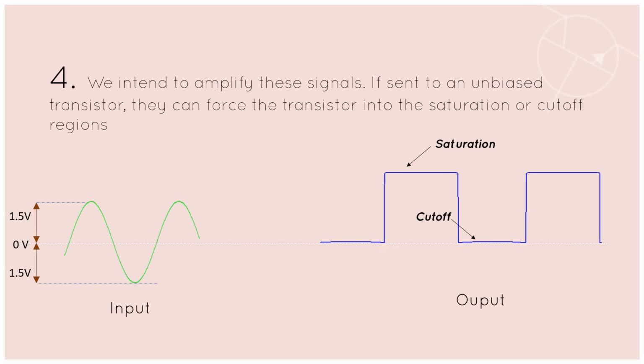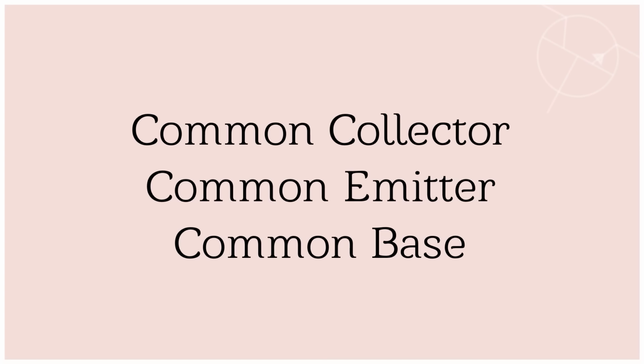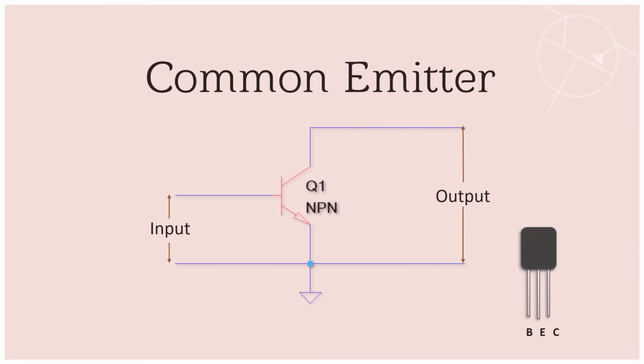But what we desire is to operate the transistor in its active region. That's the only way we can have a high fidelity waveform at our output. So no clipping or distorting of waveform. There are three basic configurations for transistor amplifiers. We have the common collector, the common emitter, and the common base. Here the collector is common or ground for both base and emitter, while the emitter serves as output and base as input. We have the common emitter.